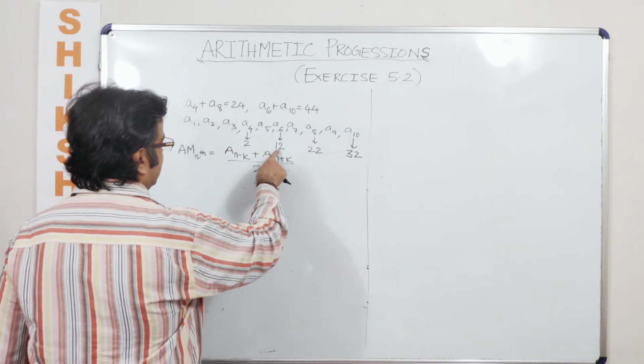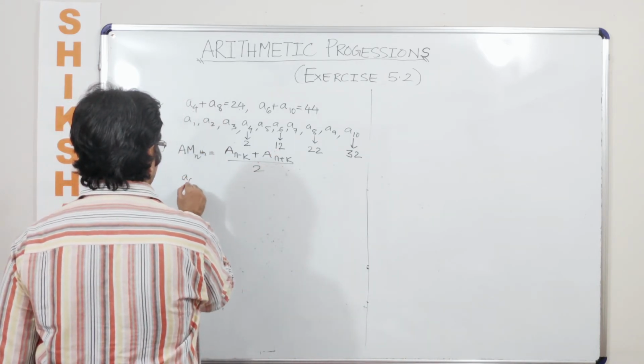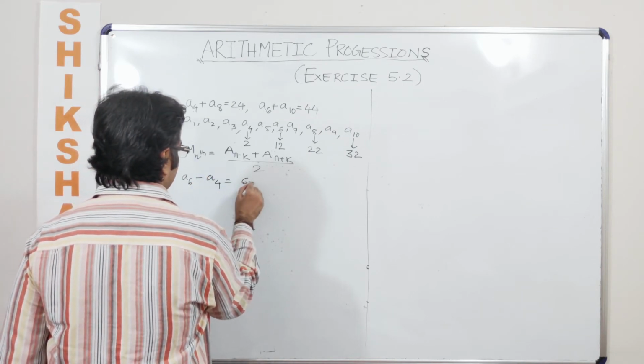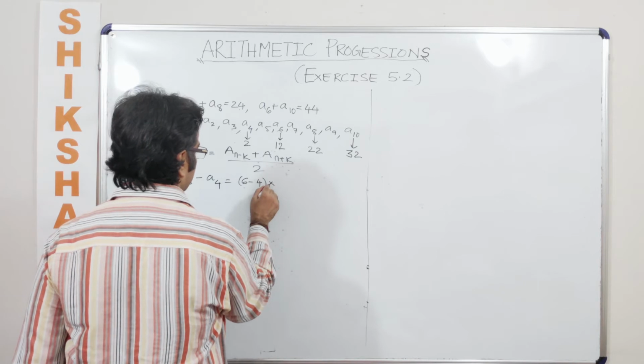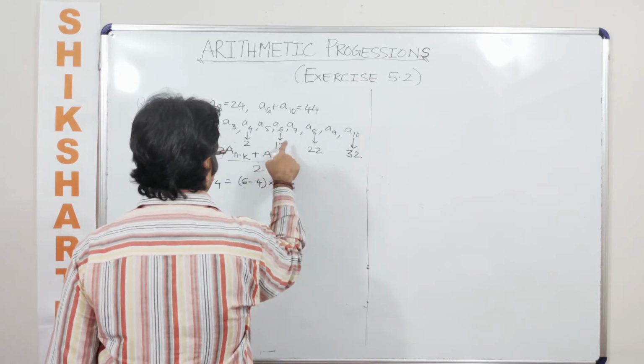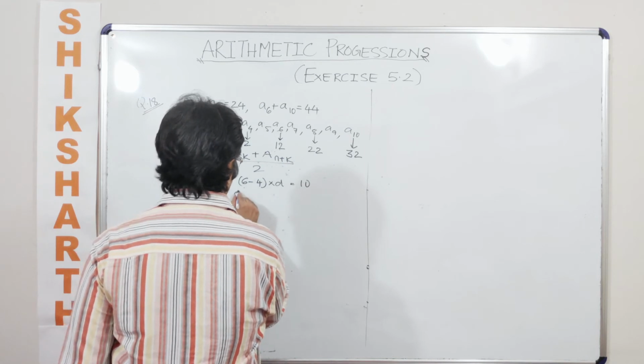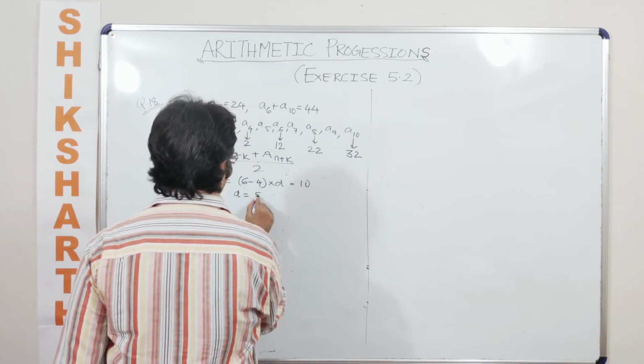So can I say that a6 minus a4 is just like saying 6 minus 4 into the common difference? And how much is the value here? The value here is 12 minus 2, which is 10. So from here the value of d comes out to be 5.